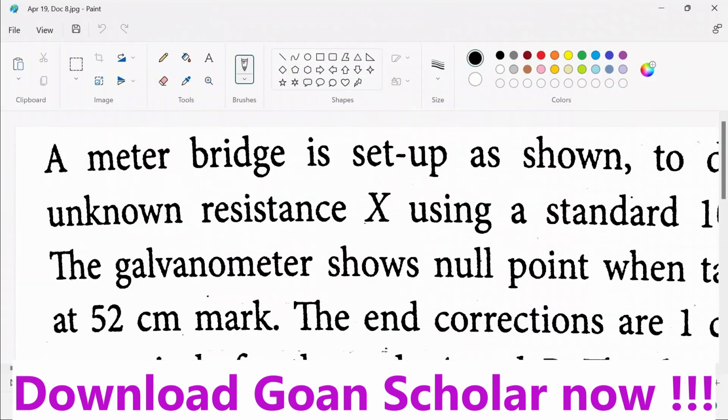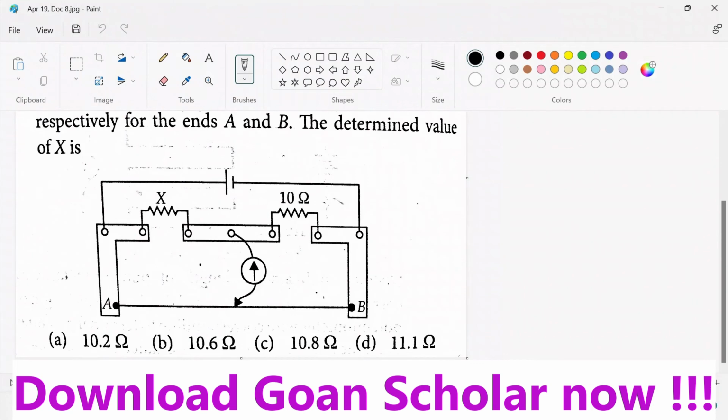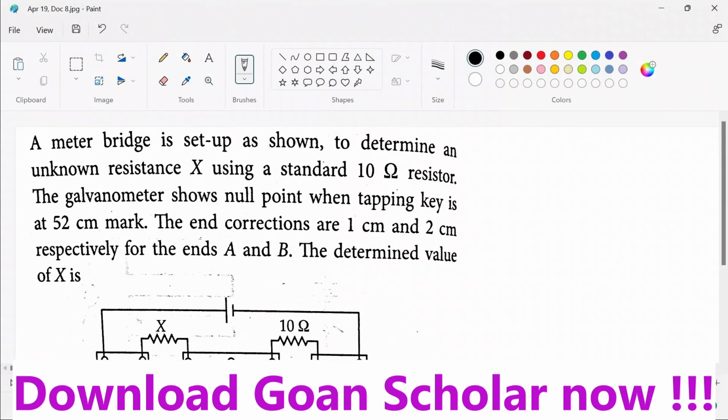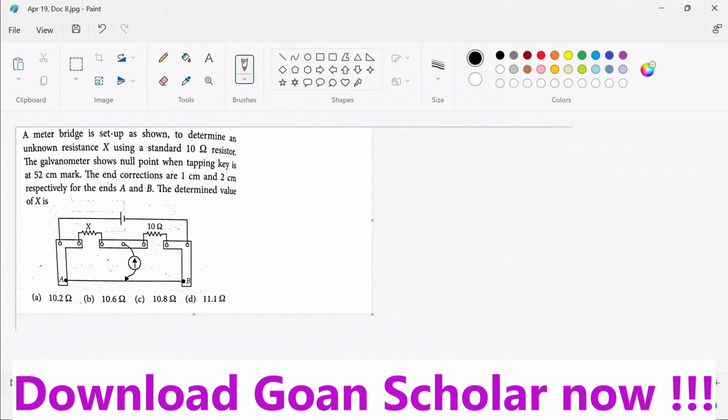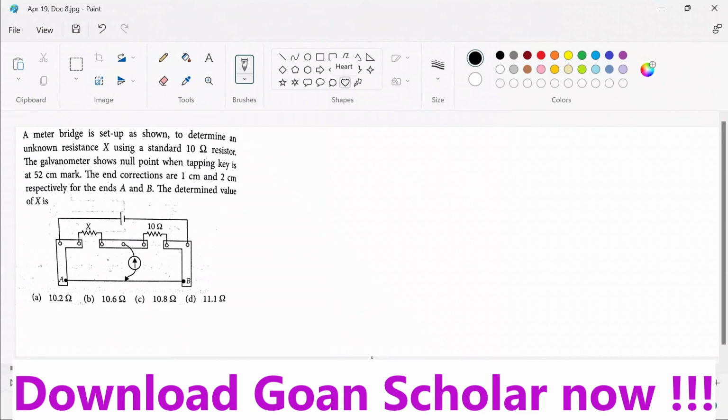Let's move ahead with the next one. Question number 8 in practice paper 5. So this is our practice paper 5, question number 8. The question says a meter bridge is set up as shown, to determine unknown resistance X, this is unknown resistance over here, X, using a standard 10 ohm resistor. The galvanometer shows null point when the tapping key is at 52 centimeter.